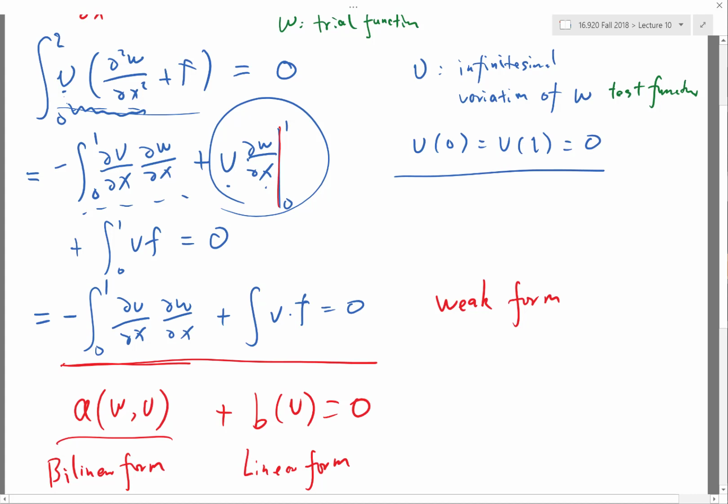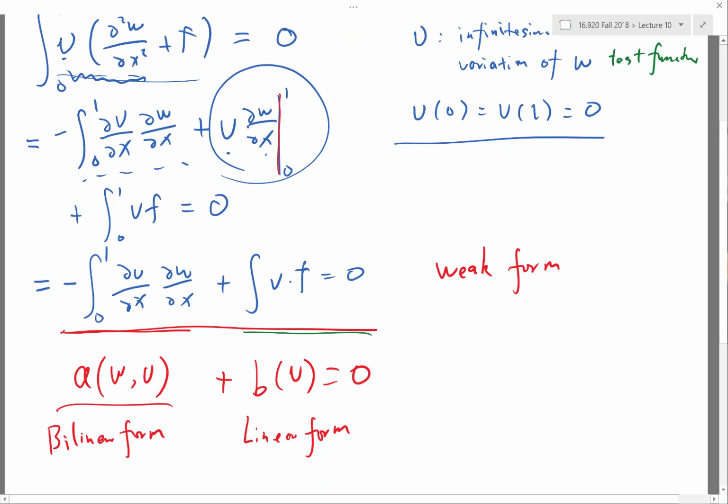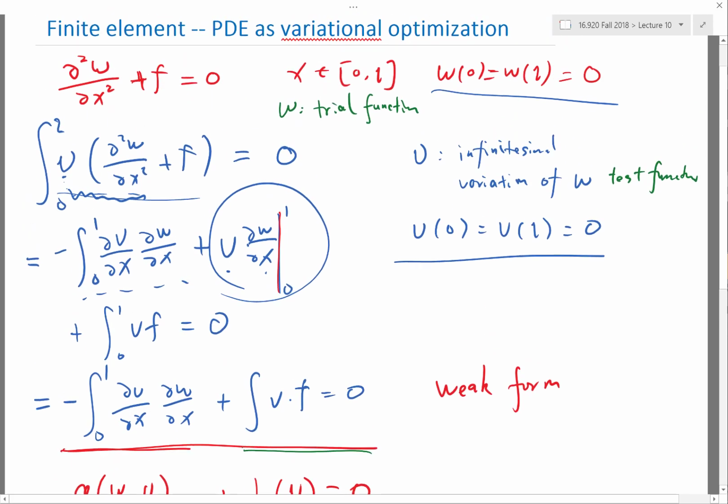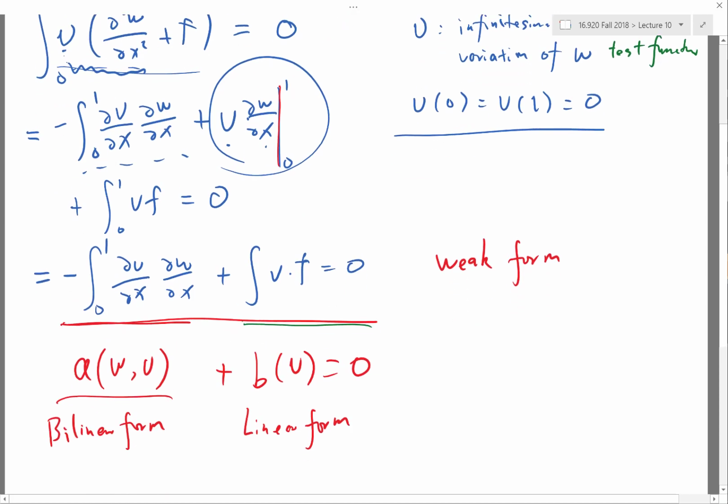All right. Well, the other term, the b, only contains the v. It only contains the test function, right? So it doesn't contain the trial function w. f, by the way, is a known function beforehand. So f is actually a constant. It's fixed, right? It's not unknown like w or v.